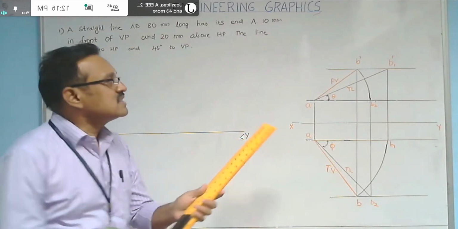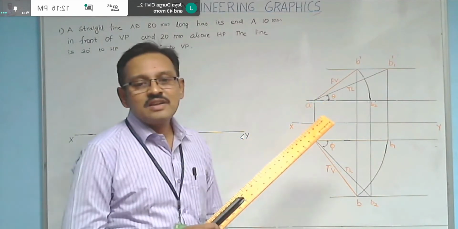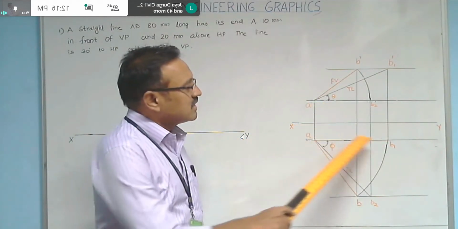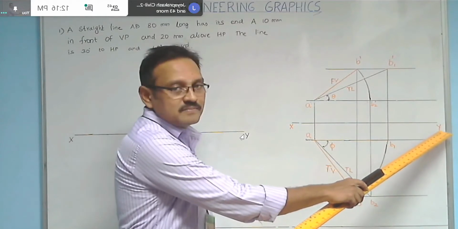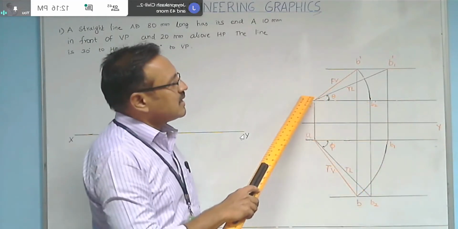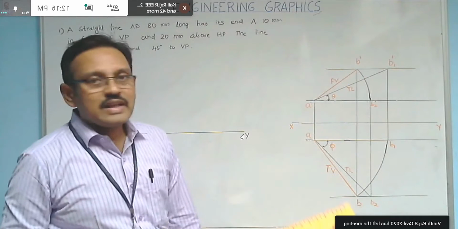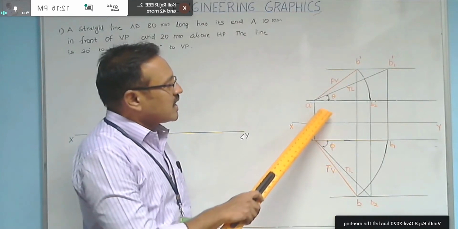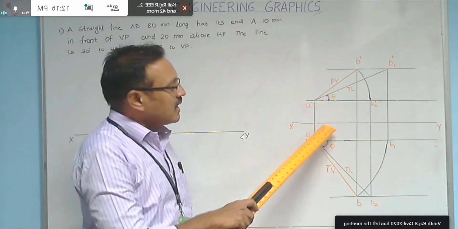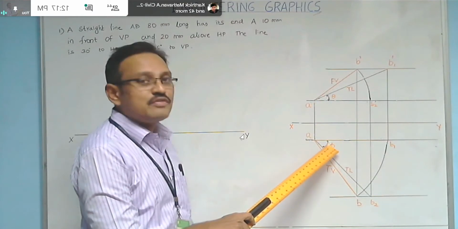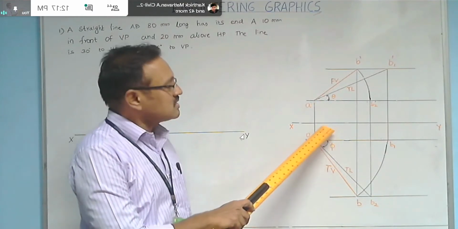So you can see here. Initially you have to construct the XY reference line. Then the line is named as AB. So the end A is how much above HP, this one, and the end A is how much in front of VP, that is this length.